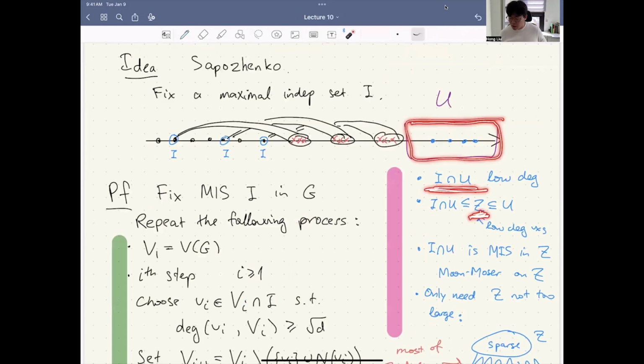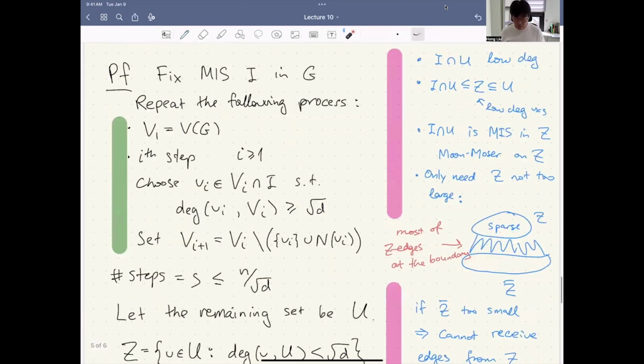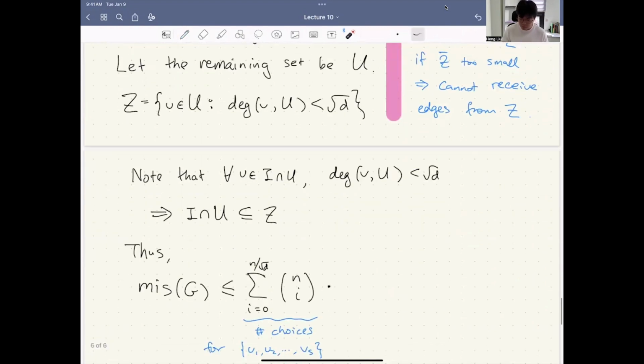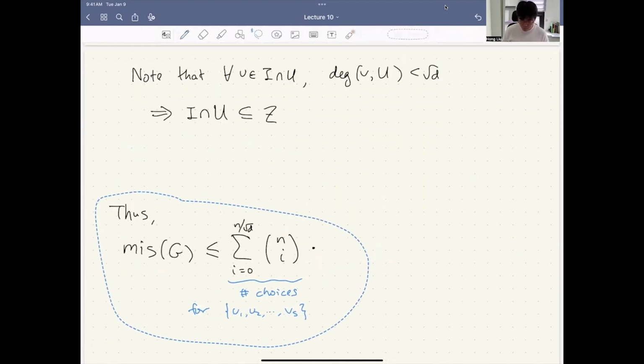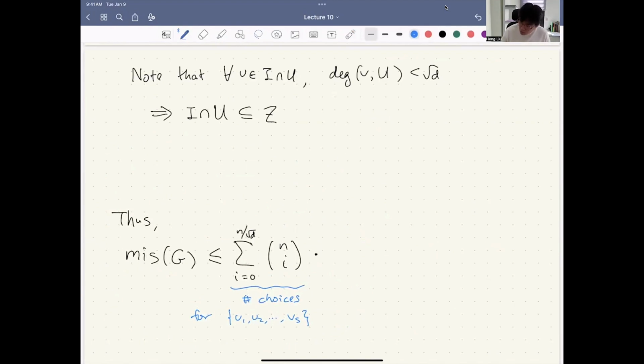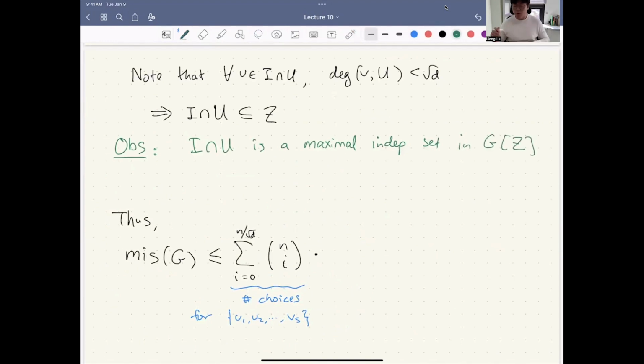And another crucial observation, I forgot to say here. By our algorithm, I intersect U is a maximal independent set in Z, in the graph induced on Z. So we can forget about the whole graph. We shrink to a much smaller graph Z.